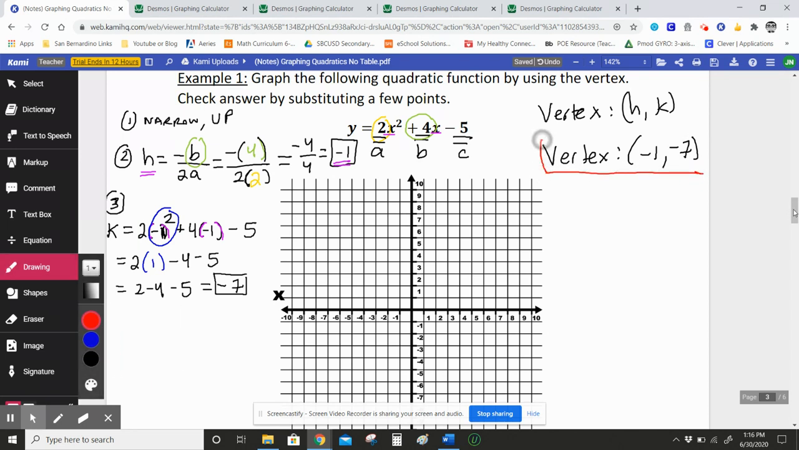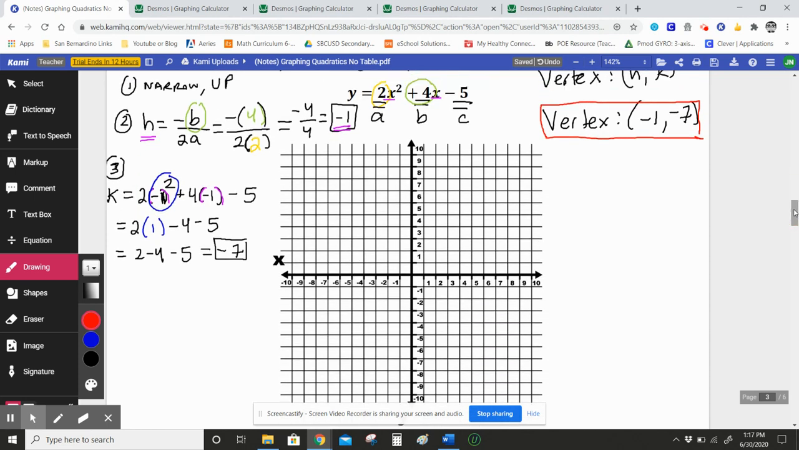Okay, so now that we have the vertex, let's graph it. Let's figure out where it is. So we go to the left one and then down 7. So starting in the middle, right, we always start at the origin. We're going to go to the left one and then down 7. So to the left one space, down 1, 2, 3, 4, 5, 6, 7. This is my coordinate for my vertex.